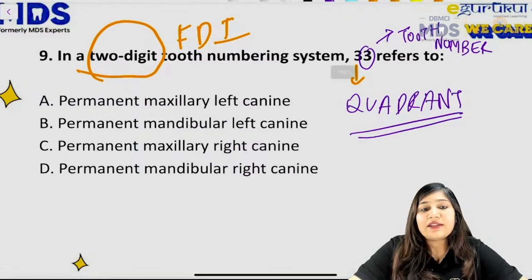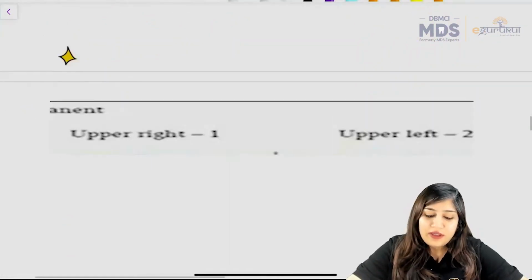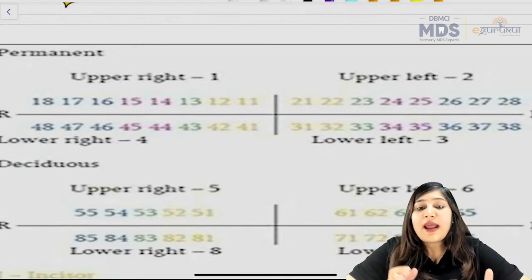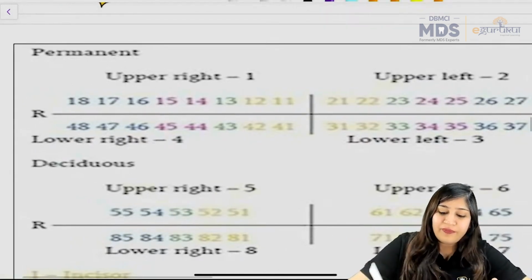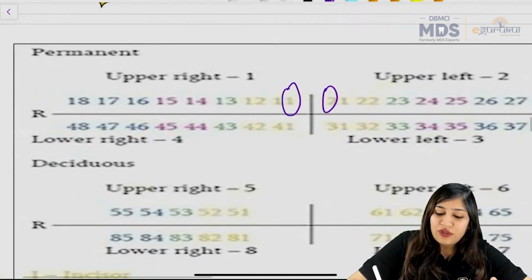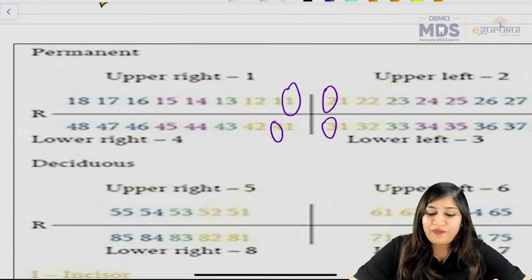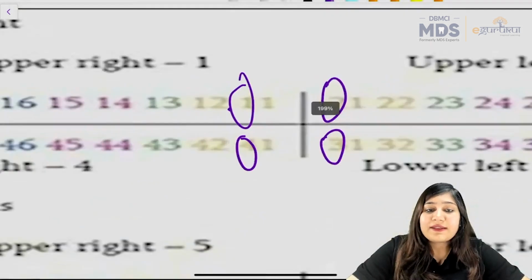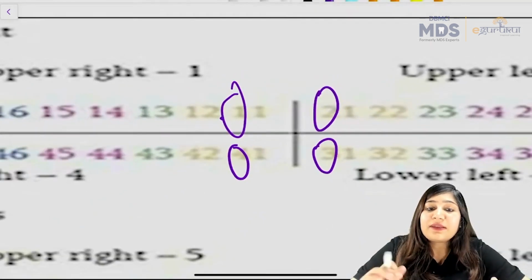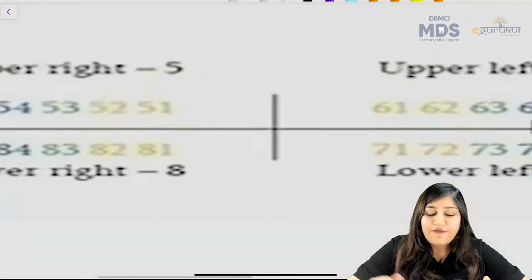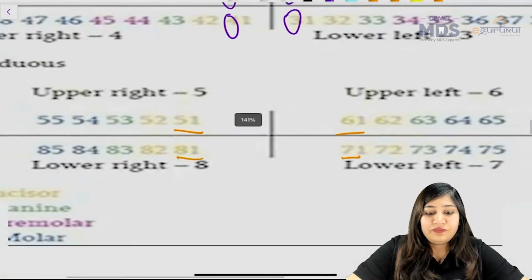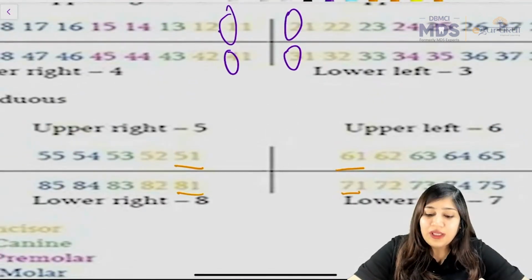Quadrant, and the second digit is representing tooth number. So basically for permanent tooth, we have quadrant number as 1, 2, 3, 4. Right? This is the quadrant number. The first digit is representing the quadrant. And for deciduous tooth, we have 5, 6, 7, 8. So here we are asked 3, 3.